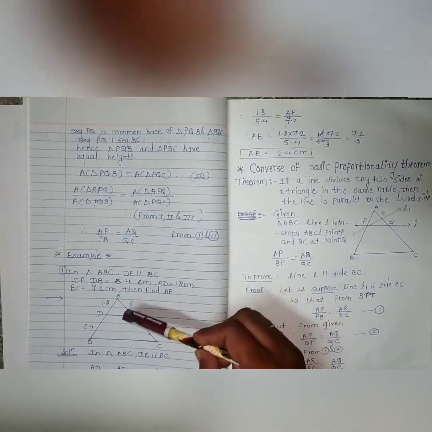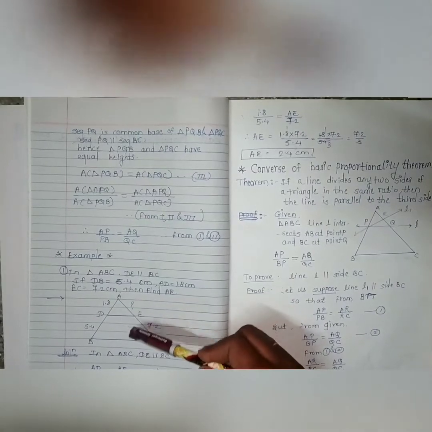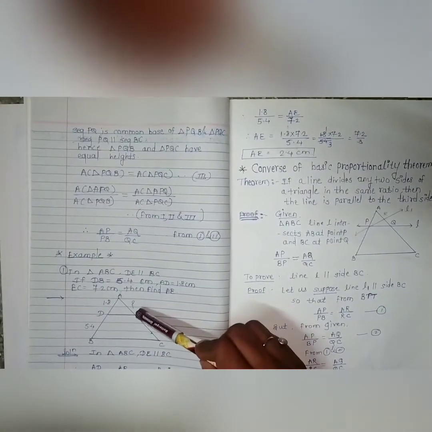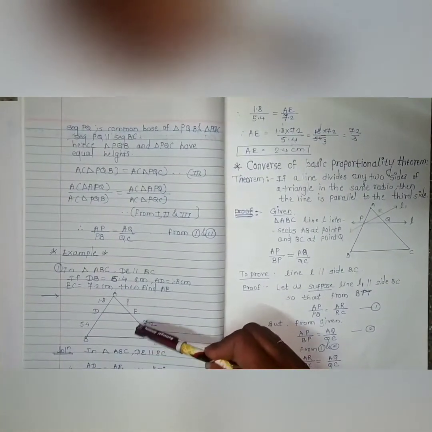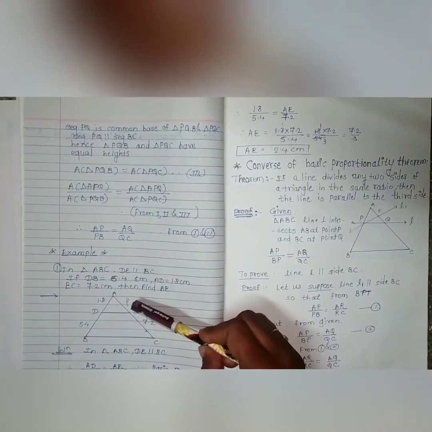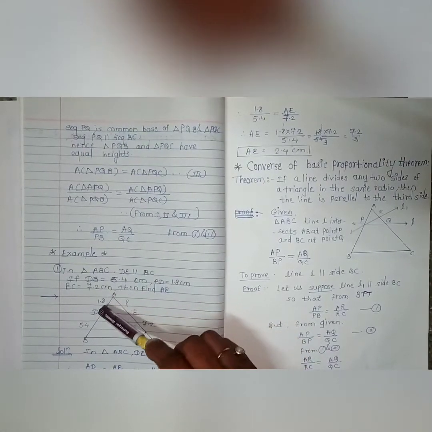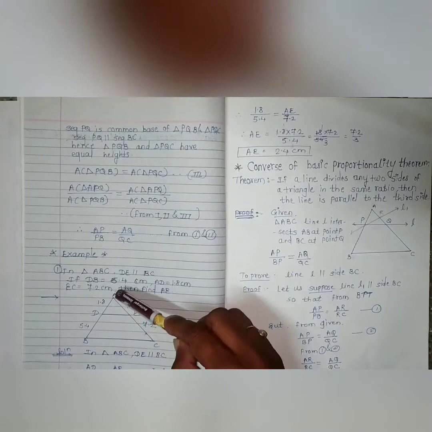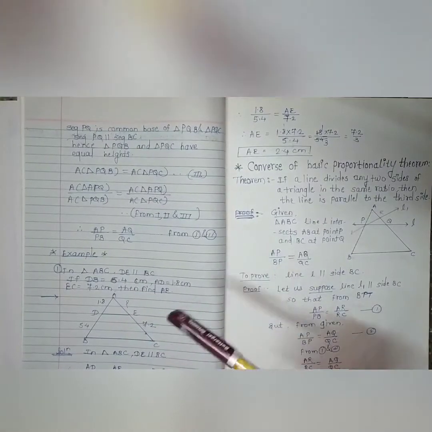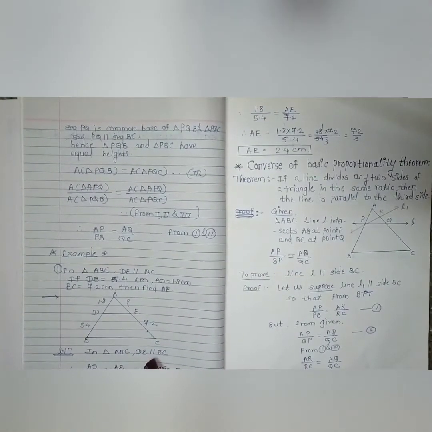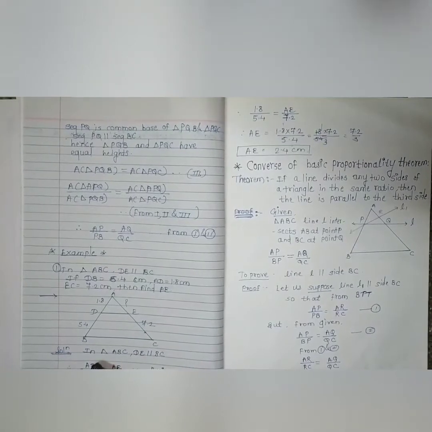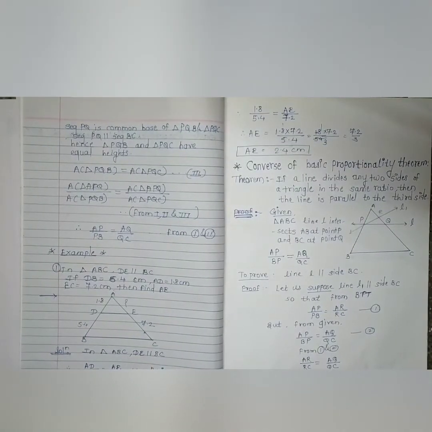First of all, segment DE is parallel to BC. Then apply the basic proportionality theorem: AD upon DB is equal to AE upon EC. In triangle ABC, DE is parallel to BC, so AD upon DB is equal to AE upon EC.